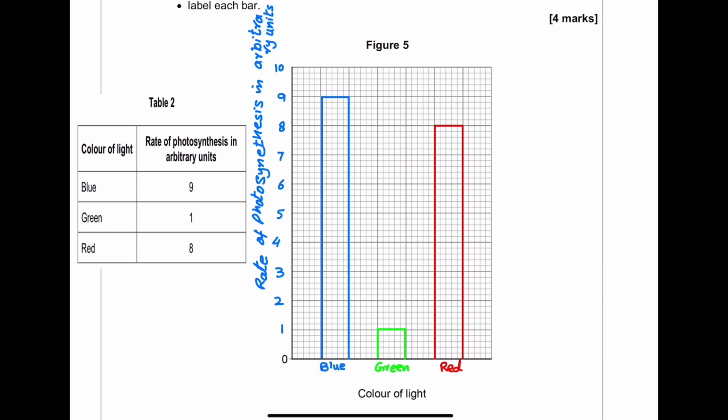For the green one it is 1. So this is my green one. The rate of photosynthesis for green color is 1. So it is reflecting 1. And for the color of light red, it is 8 according to the scale. So we put it at 8 here and we are drawing a bar chart.